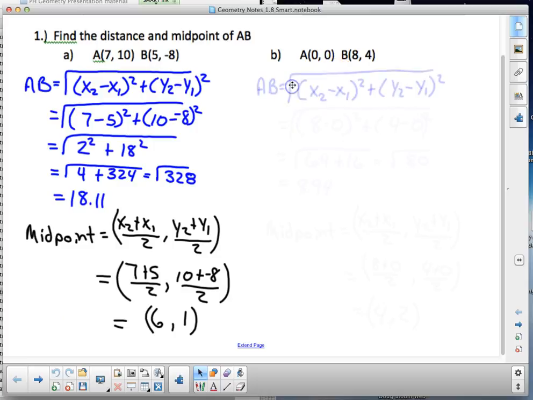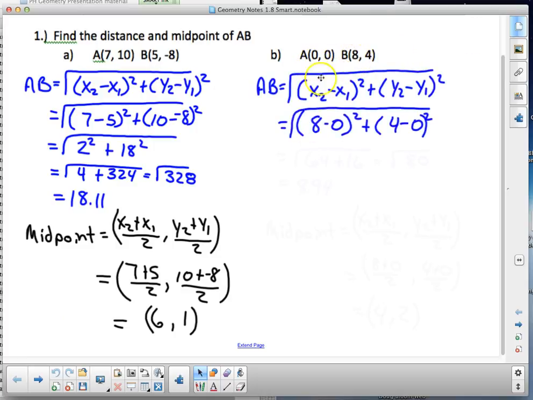Okay, welcome back. You should have been doing the x's, and I got 0 and 8. So I put 8 and 0. Notice I did the reverse of what I did up here, so you recognize it really doesn't matter so long as the x's are there and the y's are here. 64 and 16 is 80, so the square root of 80 is 8.94.